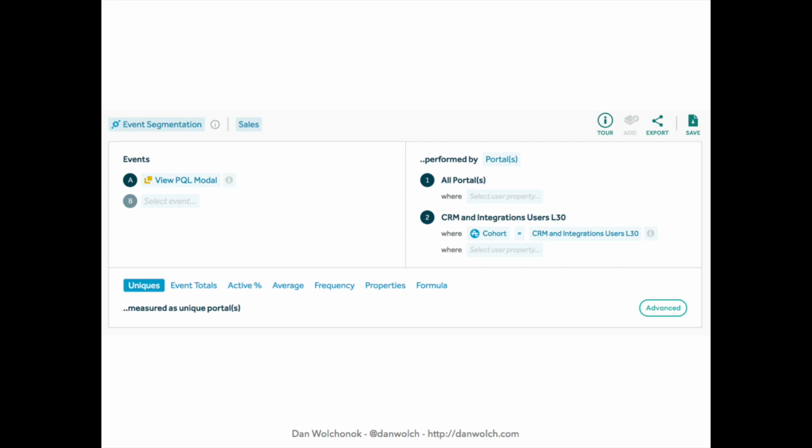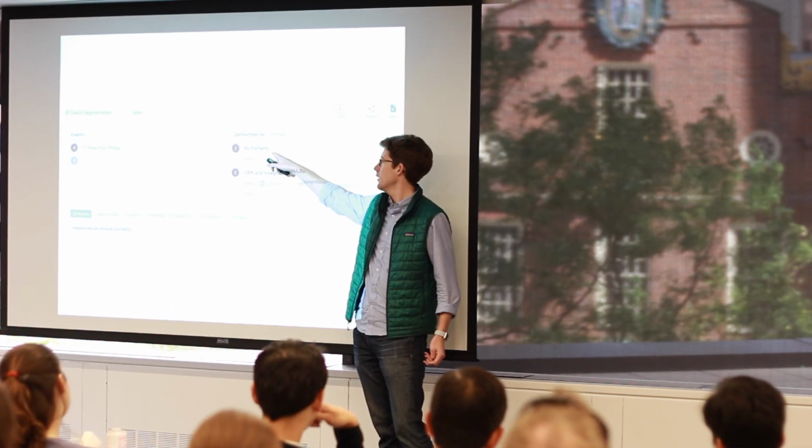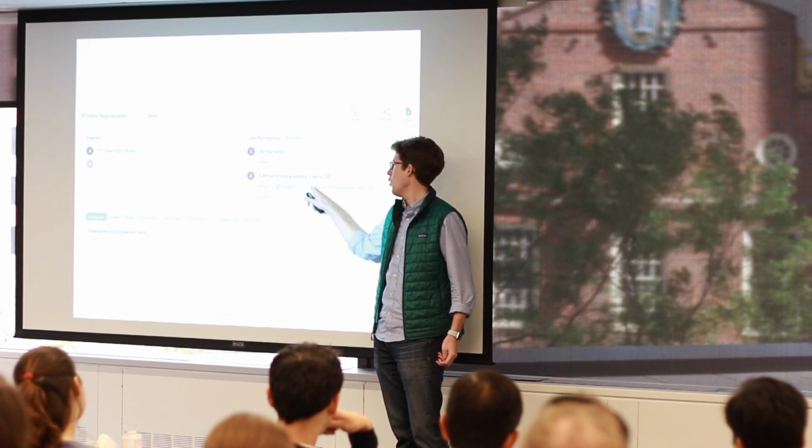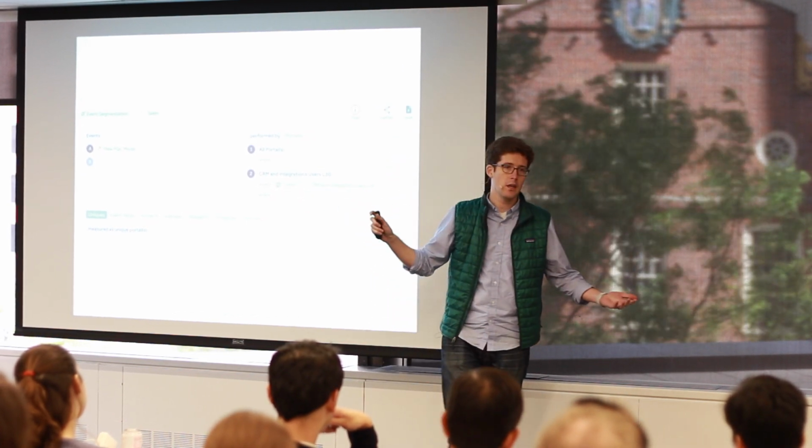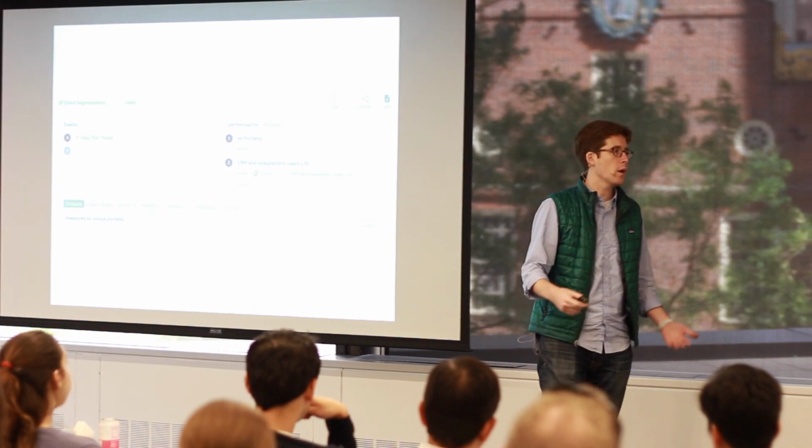In any chart, you can say, I want to look at these events, and then I just want to look at it for all. Right now, I'm looking at it for portals, which is our concept of a company. And I also want to look at it for a cohort that is whatever I define. And so on any chart, on any question you have, you can say, well, let me look at it for all users, and let me look at it for these users in this cohort.